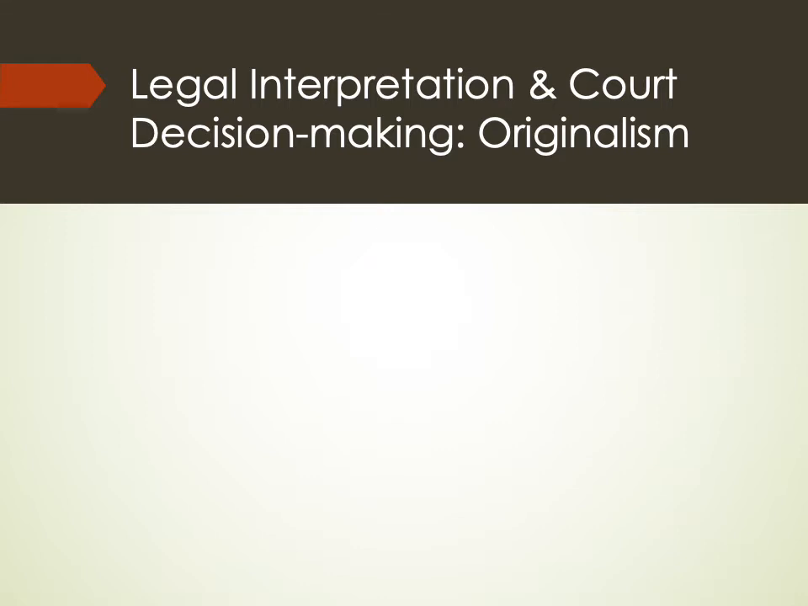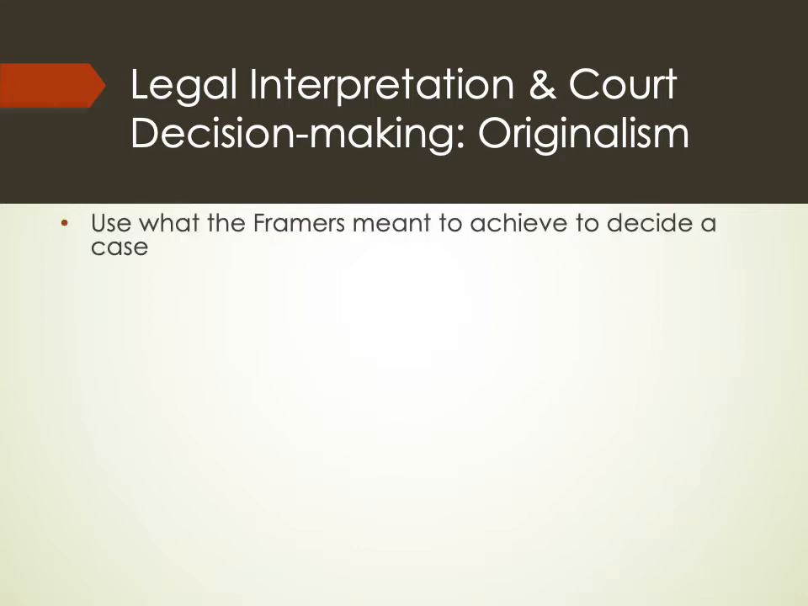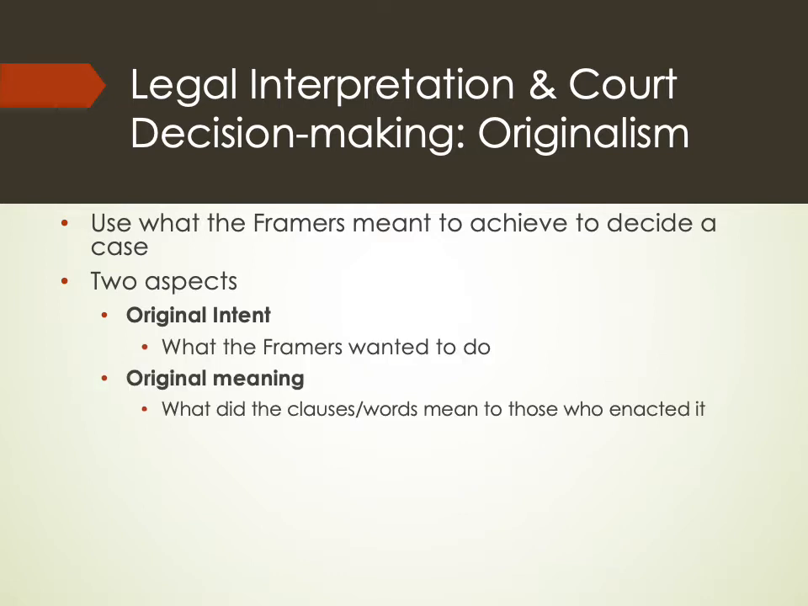The first method we're going to look at is originalism. So what is originalism? Well, originalism is when justices use what the framers meant to achieve when they wrote the Constitution. They try to figure out what the framers intended, and then they use that to decide a case. Your textbook talks about 2 aspects of originalism. One is known as original intent. The other is known as original meaning. These are different, but they all fall under the category of originalism.